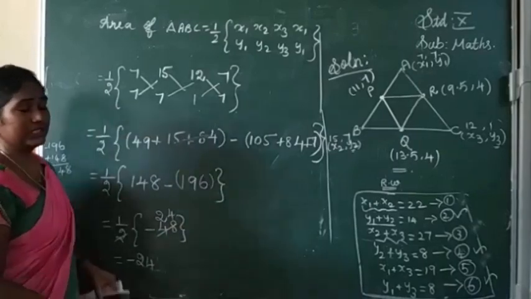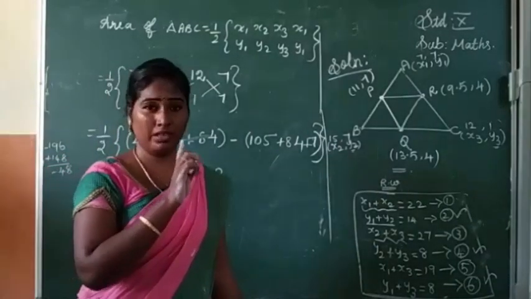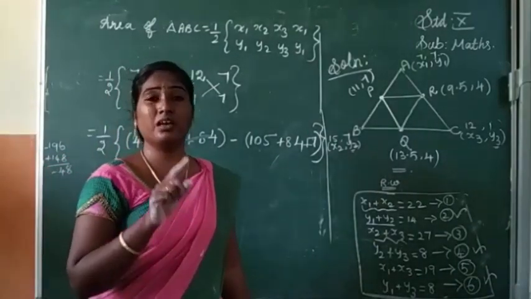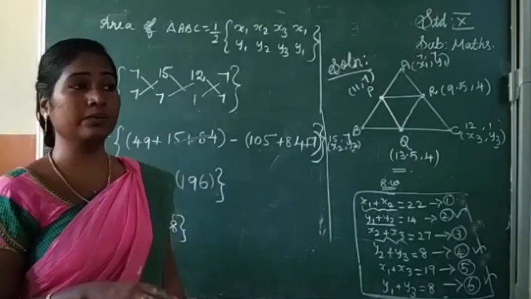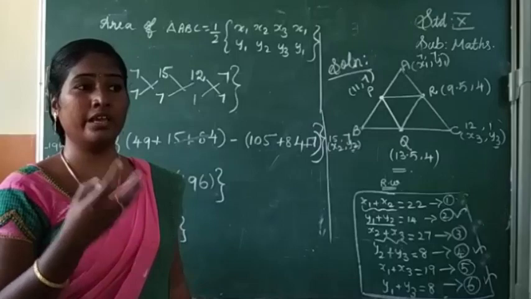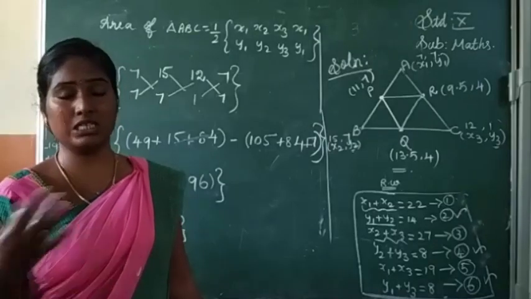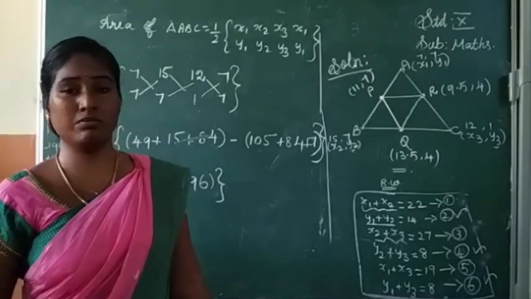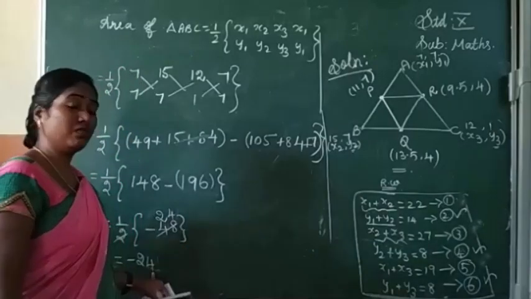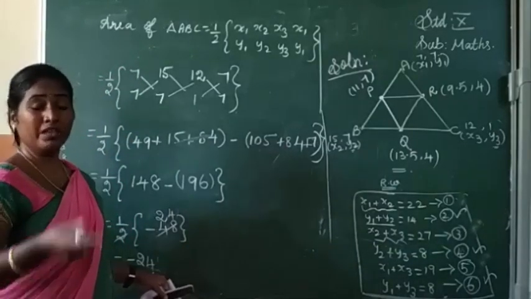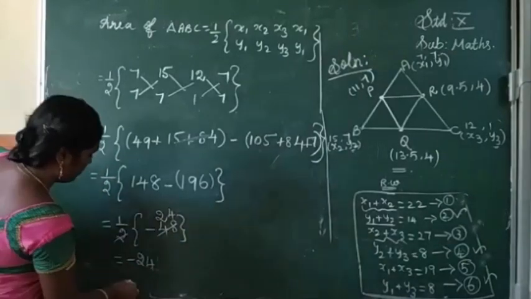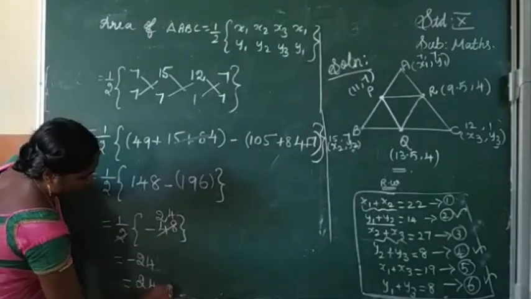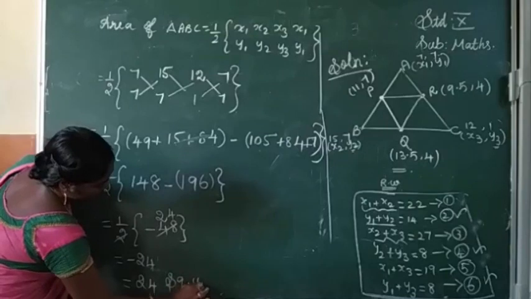See here, this is the area of triangle ABC. Area value can't be negative, because we can't say any area is minus 60 centimeter or minus 40 centimeter. So if you get a negative value, that is also not a problem. Again, you just rewrite that number as a positive value. So we will get 24 square units.